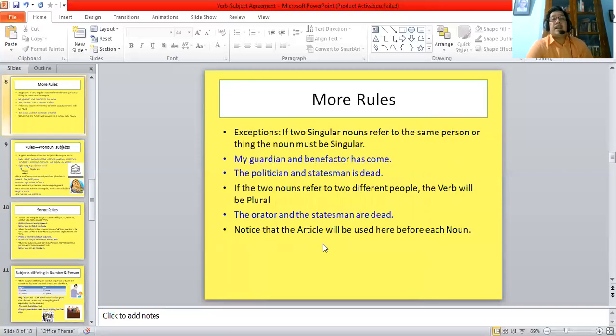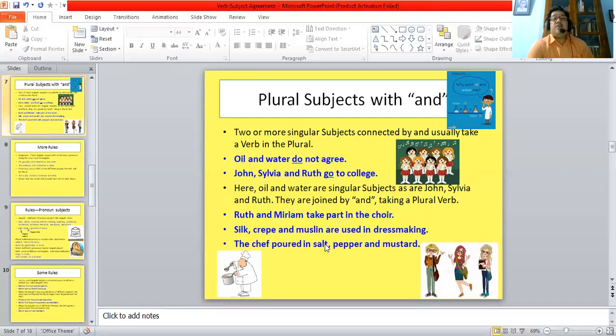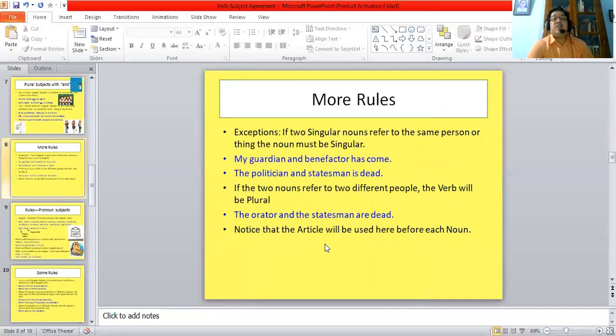Now, some rules relating to singular nouns referring to the same person or thing. These are actually certain exceptions. The thing to remember is that while there are certain rules, there are also a few exceptions which are quite typical, so we have to remember them. The first one is if there are two singular nouns referring to the same person or thing, then the verb must be singular.